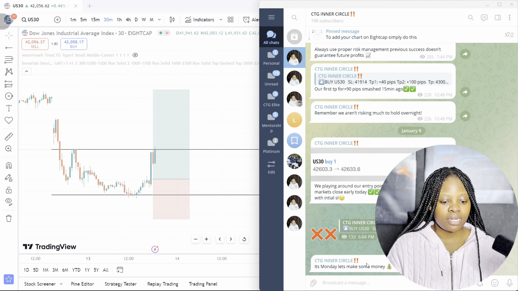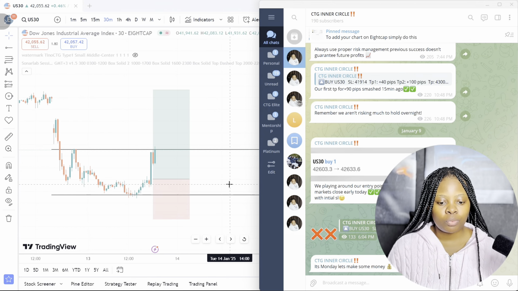It's Monday. Let's make some money. I haven't dropped a signal yet. So we're going to just wait and see how the market plays out. If it plays out well, drops down to that level, then I'm going to give it as a signal, a buy US30, because it looks really good. I expect it to drop down to that spot. So we're going to wait a few hours and we'll come back later and see.